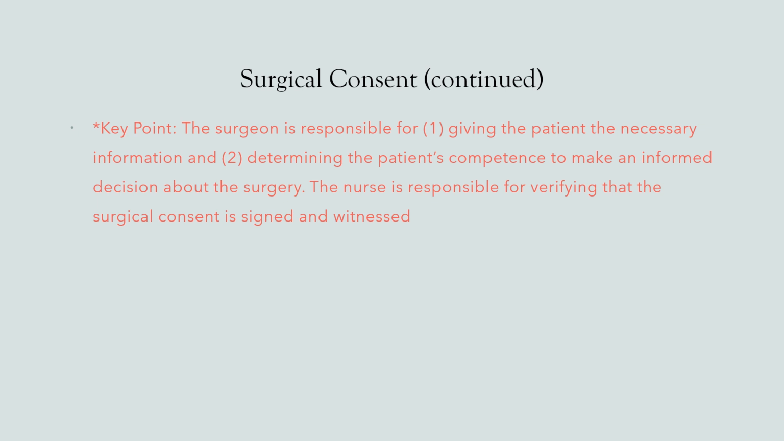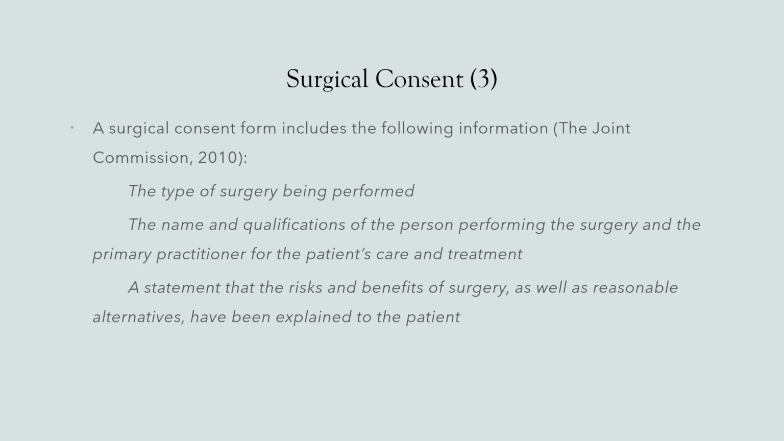Please take note of this slide. A surgical consent form will include the following information, according to the Joint Commission way back in 2010. The type of surgery that is being performed, the surgeon needs to note that. He also needs to note his name and his credentials, and the primary practitioner for the patient's care and treatment post-surgery, a statement that will explain the risk and the benefit of the surgery, as well as reasonable alternatives, and he will note that all of this has been explained to the patient.